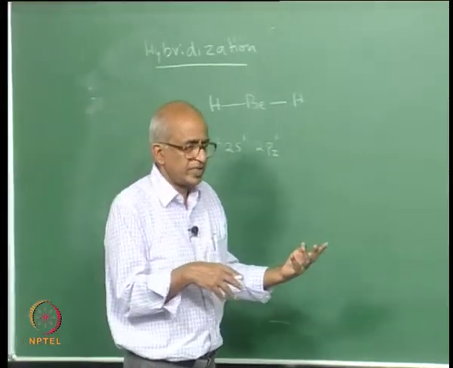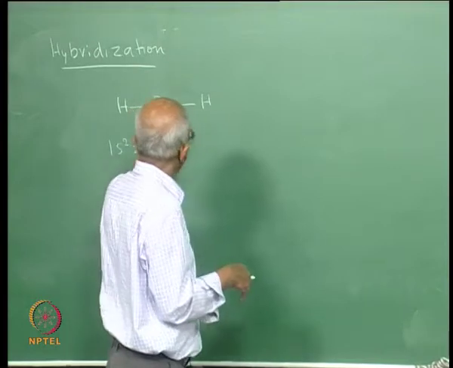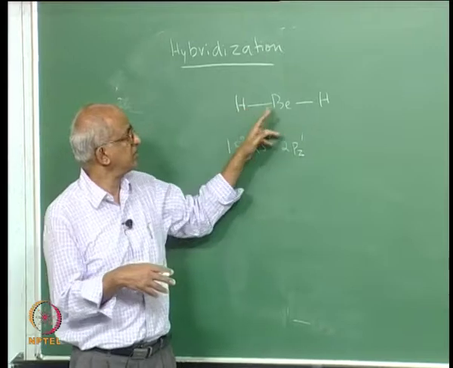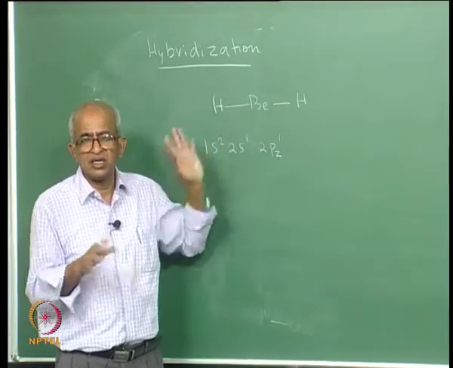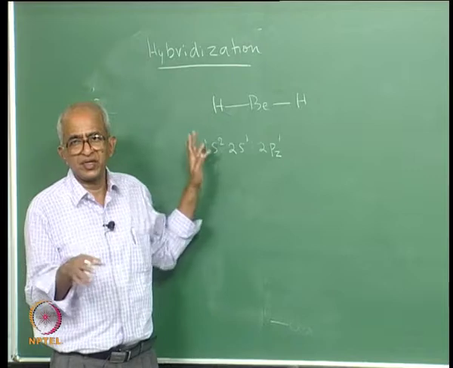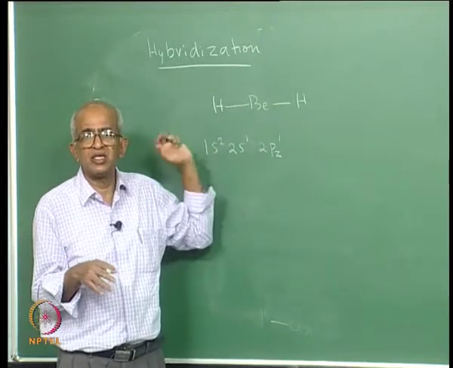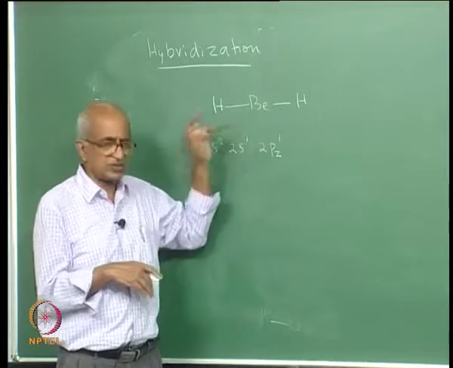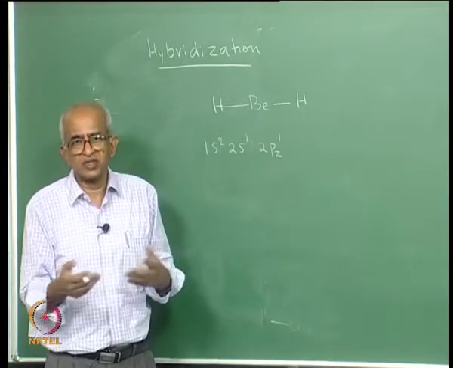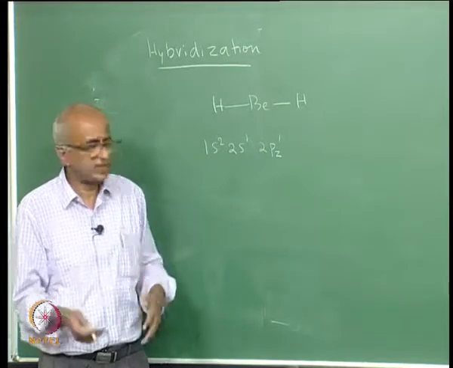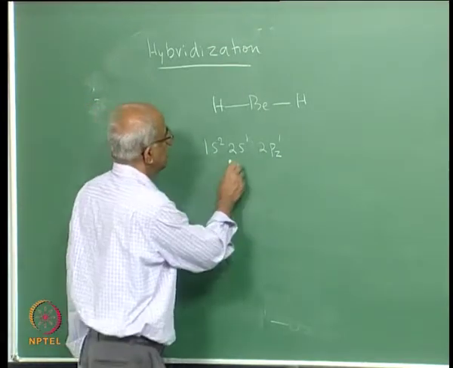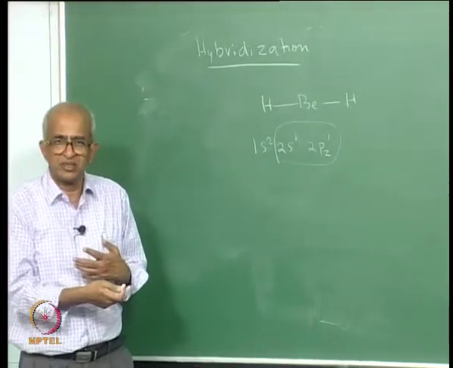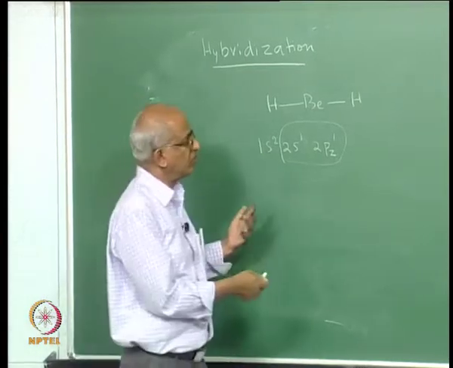But when you do an experiment measuring the bond length for the bonds in BeH2, you find that the two bonds have the same bond length, and any experiment that you perform indicates that the two bonds are completely equivalent. To explain this equivalence, the concept of hybridization was introduced by Pauling. He said: imagine that this 2s and the 2pz orbitals are mixed together. How are they going to get mixed together?